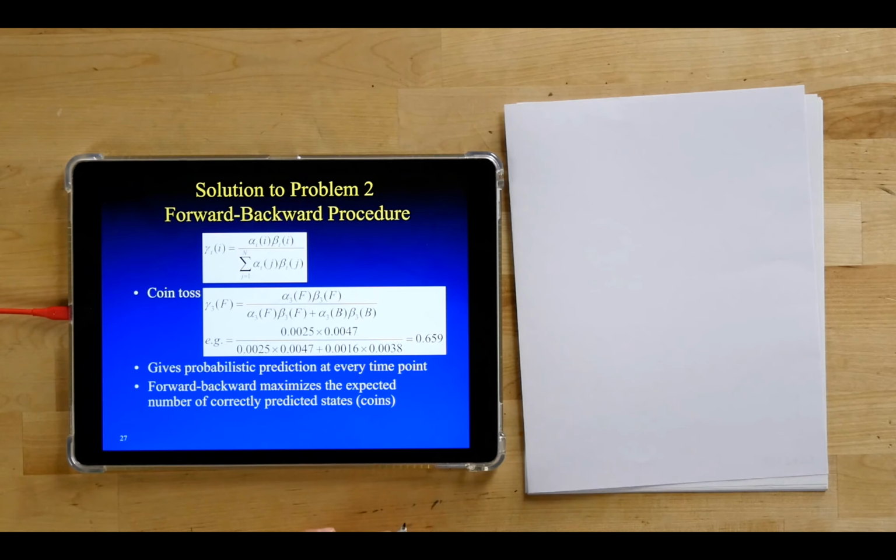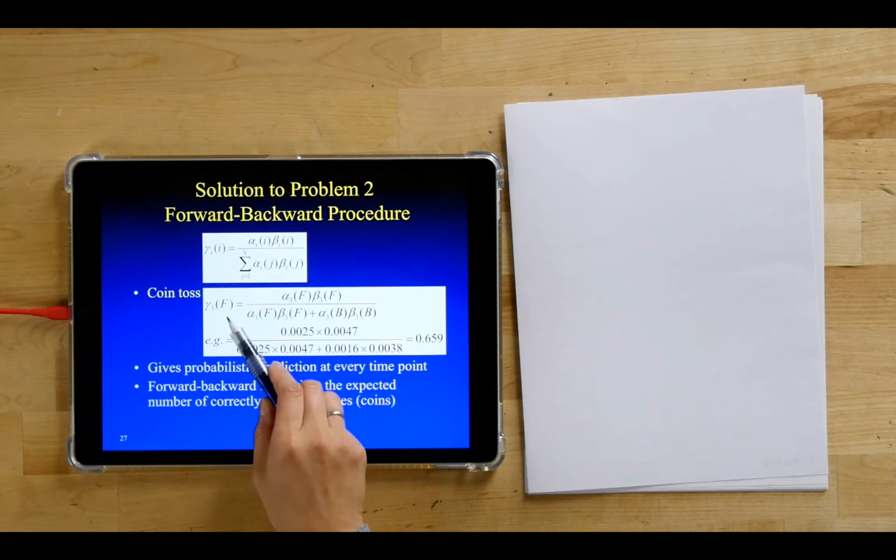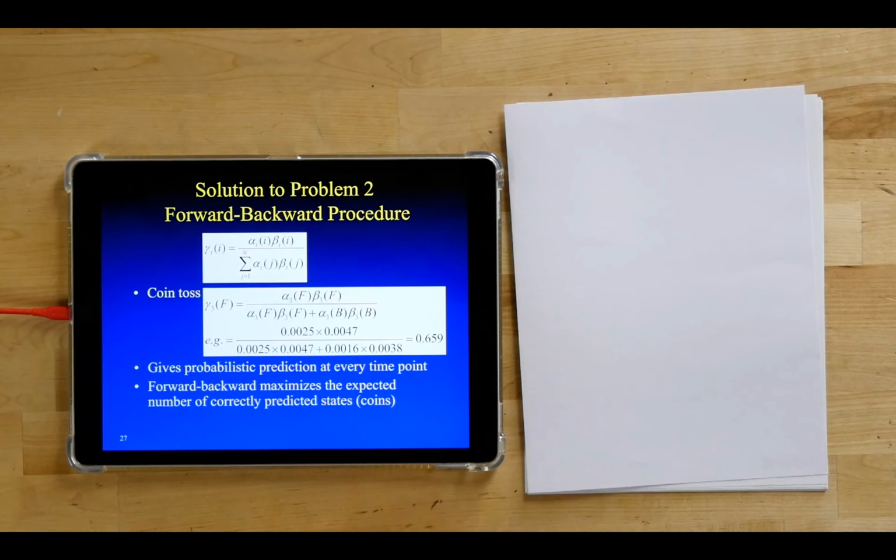In fact, at each location, we have a probability estimate. So in some locations, I'm super confident, say the gamma for the fair coin could be 0.99, but in other locations, even though I guessed that this is a fair coin, maybe the gamma value for the fair coin is only 0.55, then you know that you're not so confident. And so the forward-backward procedure can maximize the expected number of correctly predicted states.